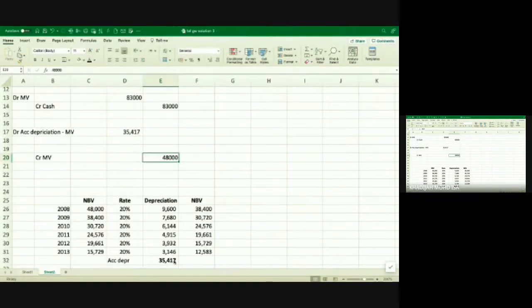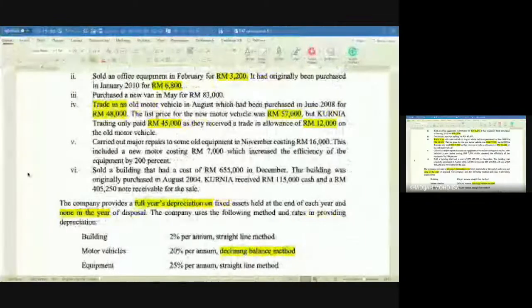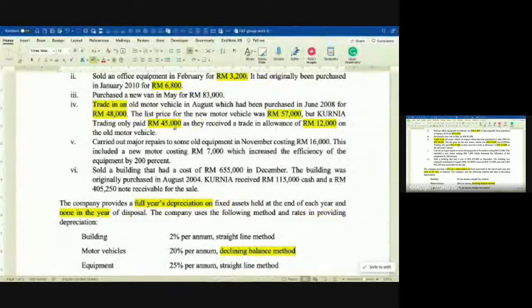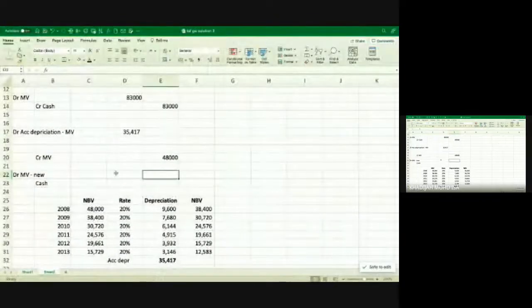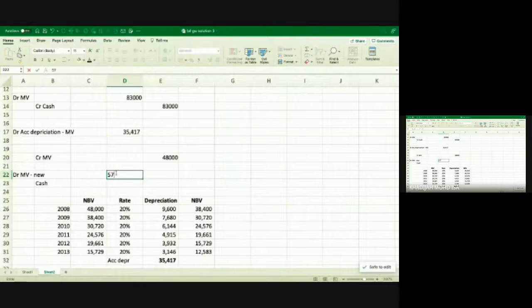Yeah. And what do you receive? I want to record separately your new motor vehicle, right? The new one, and then how you pay by cash, I think. Right? What's the new motor vehicle? They only paid 45,000 as they receive a trade-in allowance of 12,000 on the old motor vehicle. The new motor vehicle is 57,000. So record that 57,000 as the new motor vehicle, right? 57,000, and then you only paid out how much?